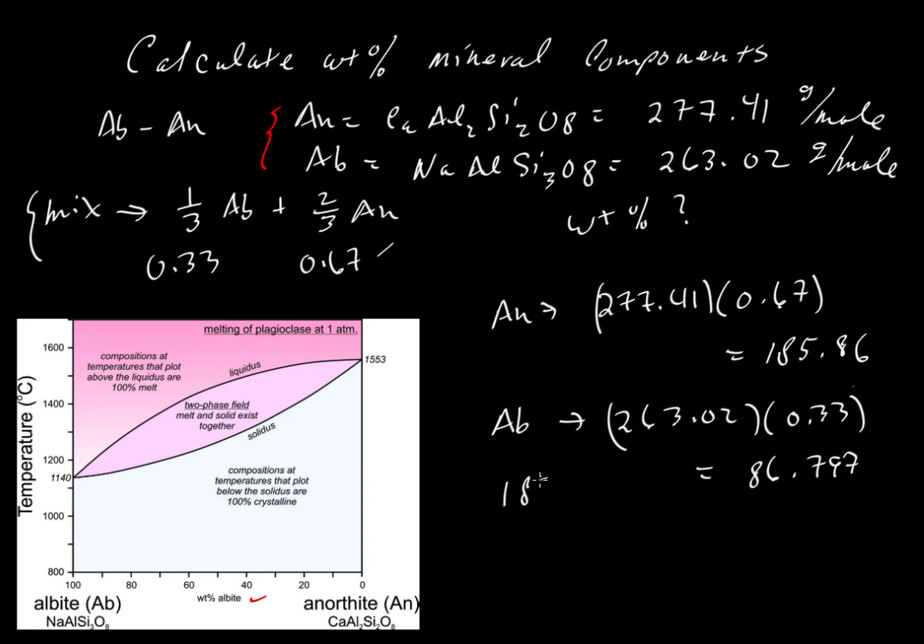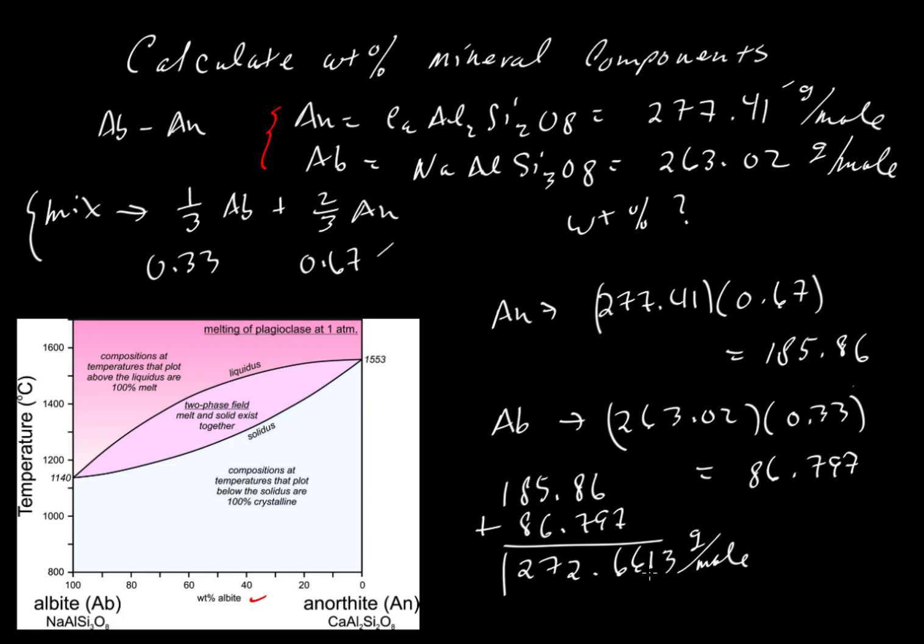So 185.86 and 86.797. If we sum those two things together, then we get 272.6613, and that would be in units of grams per mole. There's a little bit of error here because I've done some rounding up and I'm carrying out decimals here, but if you do the calculation at home, you should get something very close to this.